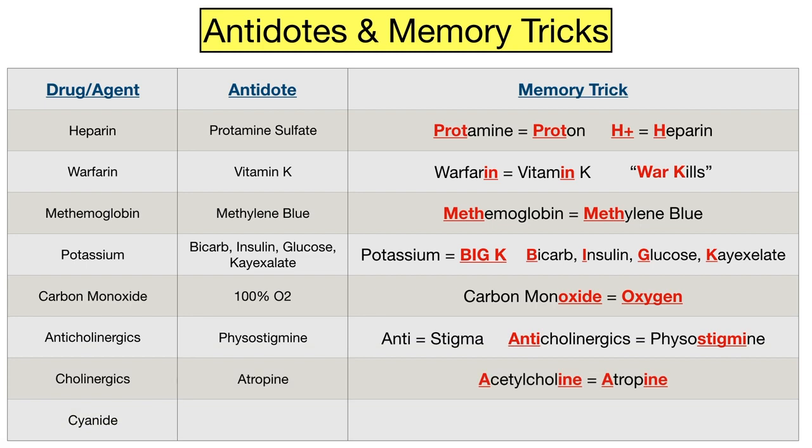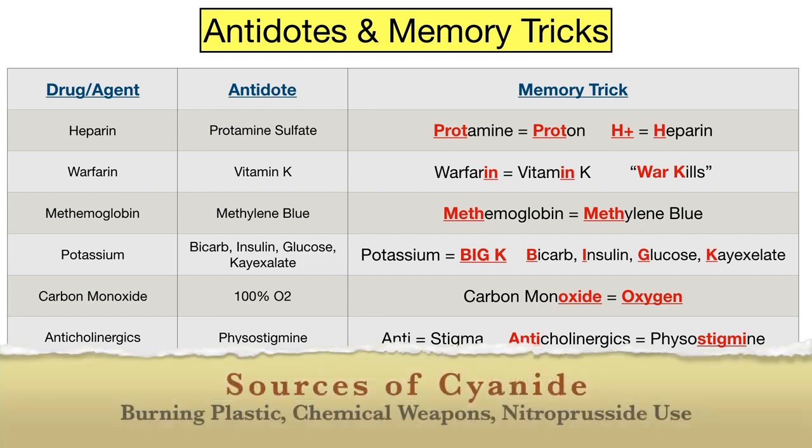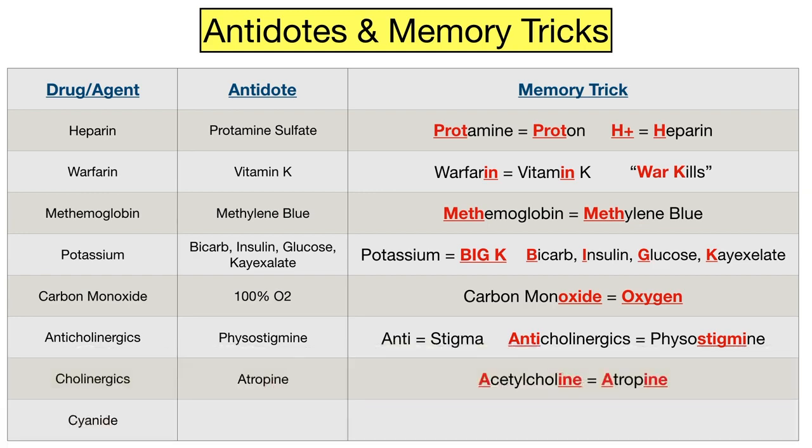The final agent in this group is cyanide. Sources of cyanide on exam questions could be burning of nitrogen-containing products such as plastics, chemical weapon exposure, prolonged use of nitroprusside, and pits of peaches, pears, or apricots. Do you know how to treat cyanide toxicity?